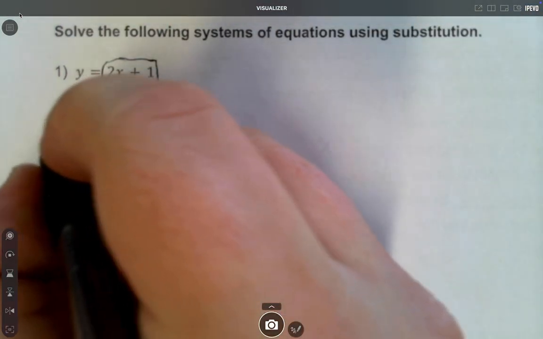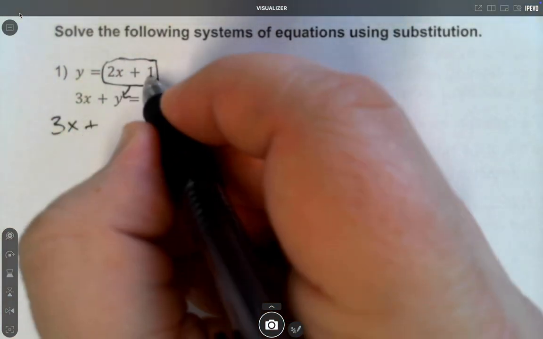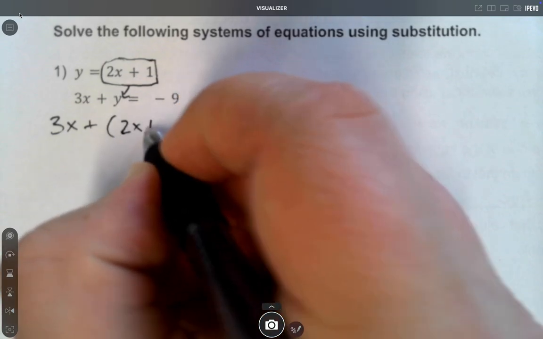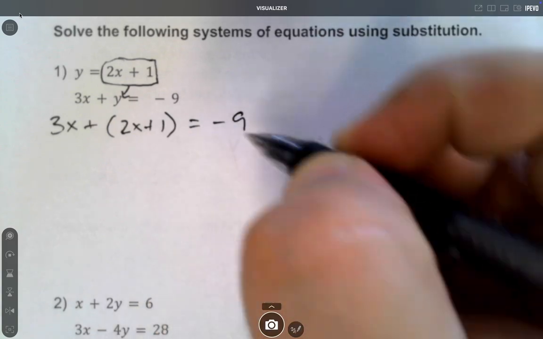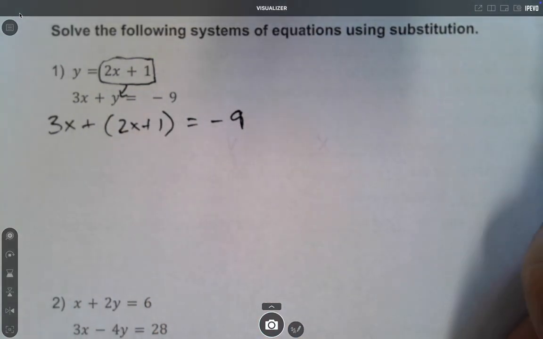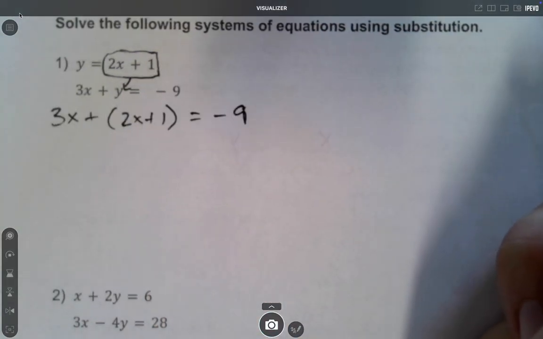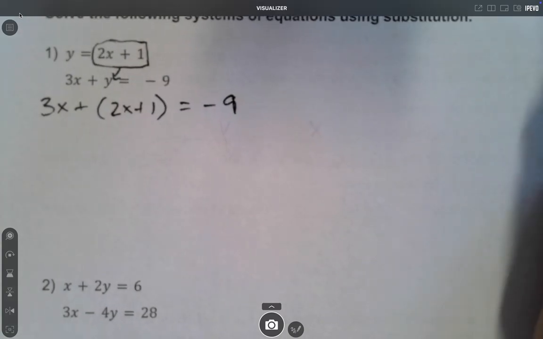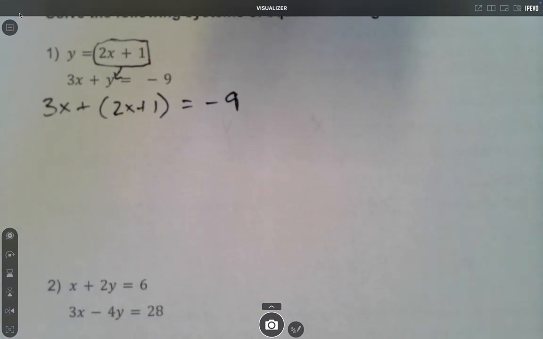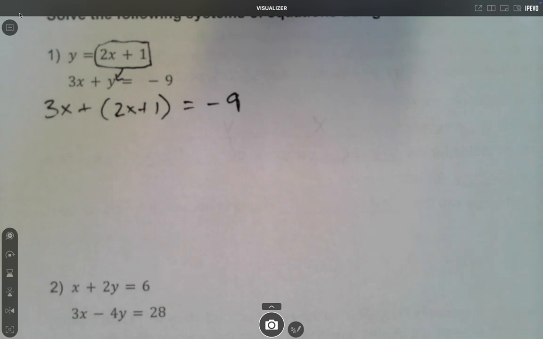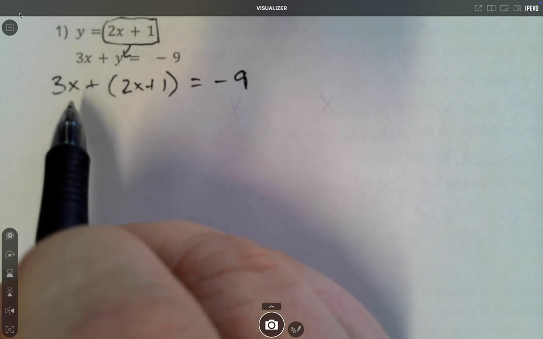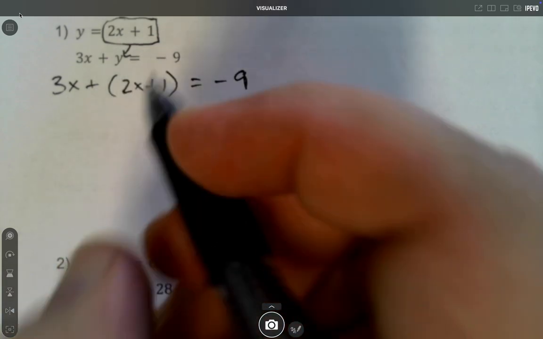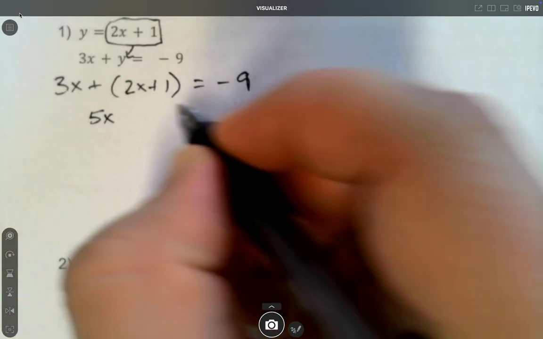So I substitute 2x plus 1 in for this y. You don't have to put parentheses around it. I just make a habit of that because there's sometimes that we'll have a coefficient we've got to distribute. So that just helps me know, all right, I'm always going to put parentheses around it to make sure I remember to distribute if there's a coefficient involved. But there isn't one this time. So we do 3x plus 2x is 5x. Then we have plus 1.